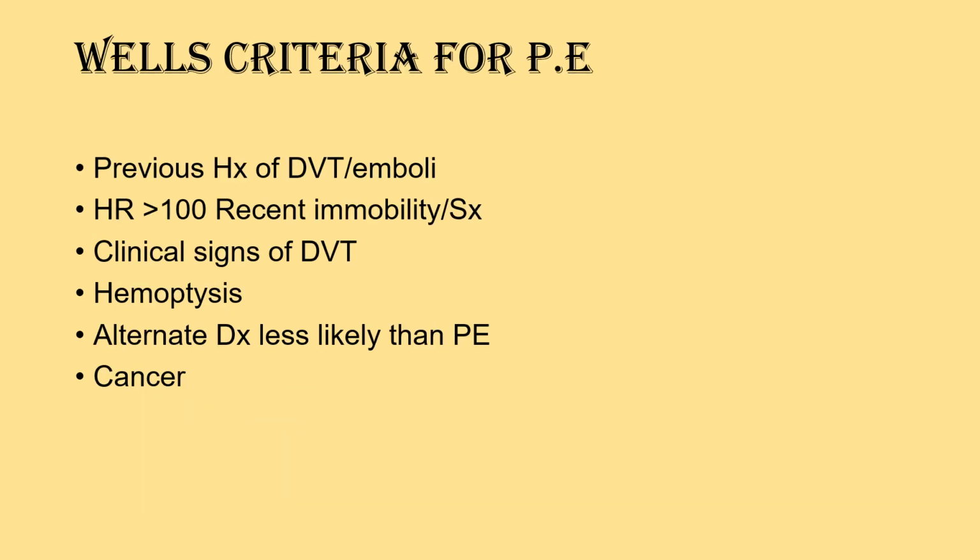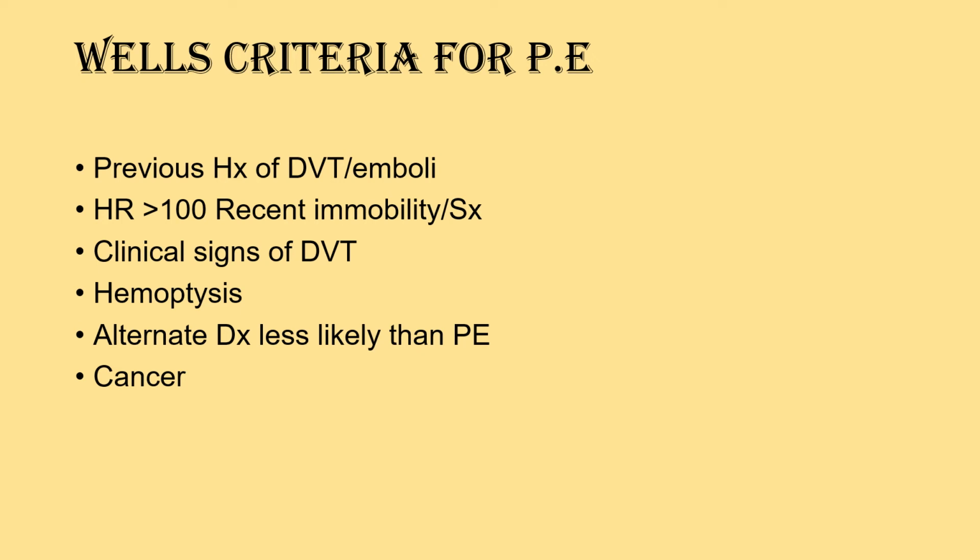The second is the Wells criteria. Wells criteria identifies the probability of having the pulmonary embolism. In Wells criteria, we have to ask about the previous history of DVT or emboli. We have to assess for the heart rate, clinical signs of DVT, hemoptysis, and if the alternate diagnosis is less likely than PE and patient has the cancer.